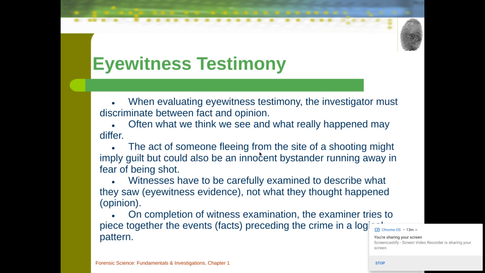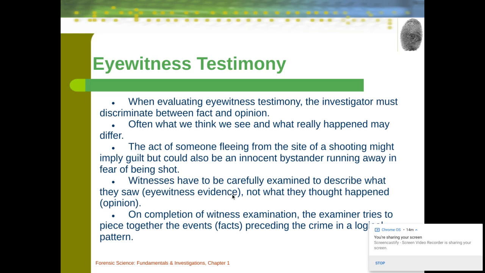The act of someone fleeing from the site of a shooting. I might think, oh, you must be guilty if you're running away. Or you could be an innocent bystander running away, right? Because you're afraid you're going to be shot. So, witnesses, you have to examine them very carefully. First thing to do, separate them so they're not influencing each other's testimony.